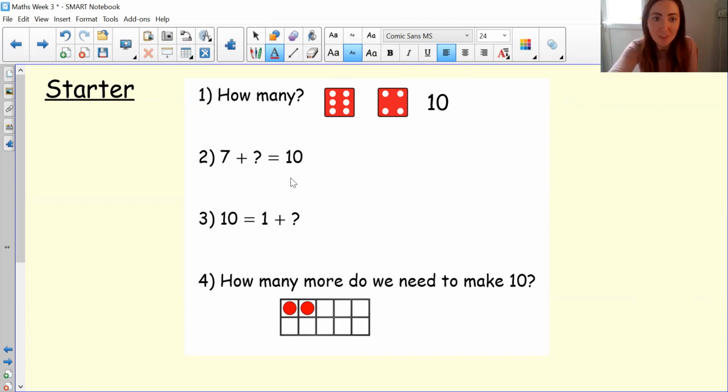Okay, number 2. So you had to read this one on your own. So it says 7 add what equals 10. So the part that's missing, if we look at the number sentence, that is the part that we add to the other part. So what do we add to 7 to make 10? Oh, it's another number bond to 10, isn't it? 7 add 3 equals 10.